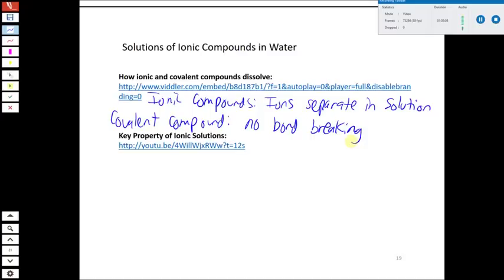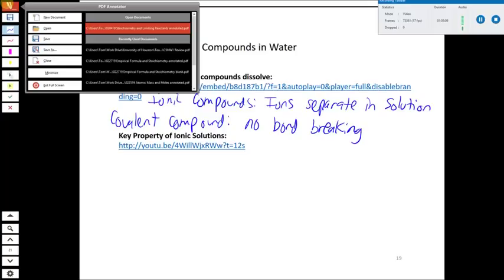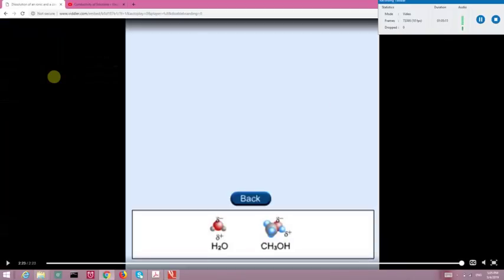So because of that difference between ionic and covalent compounds dissolving in water, they also have some different properties associated with them when you make solutions.